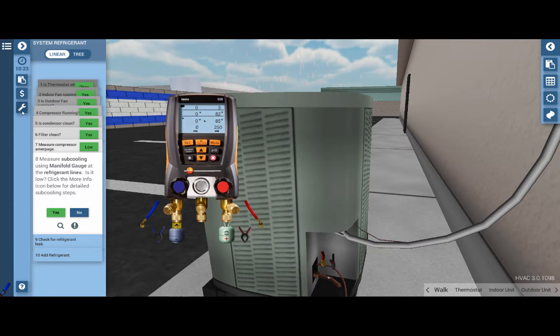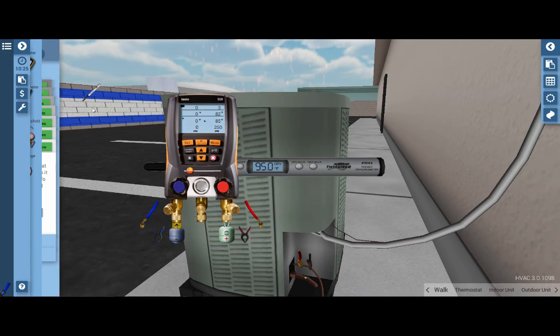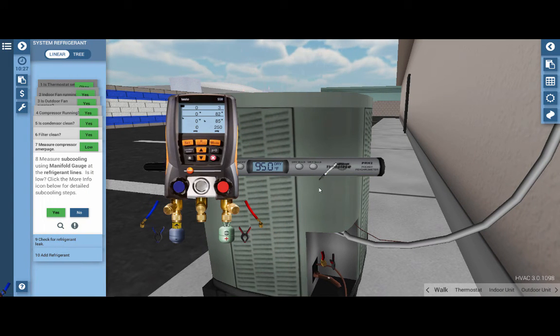If we remove the sling psychrometer from the toolbox and just simply measure the temperature of the air entering the condenser or the outdoor temperature, it's 95 degrees. Under normal conditions, the condensing temperature or saturation temperature in the condenser should be about 20 to 25 degrees above this ambient temperature, meaning it should be about 115 to 120 degrees. And as we can see here, we've only got 85 degrees. I'm going to store the psychrometer away temporarily.